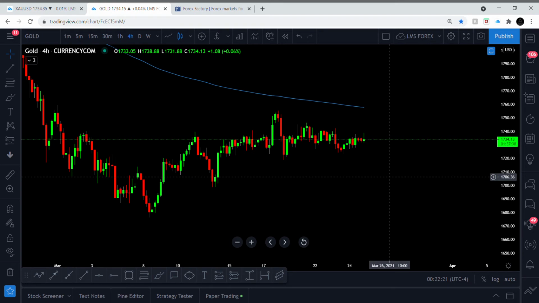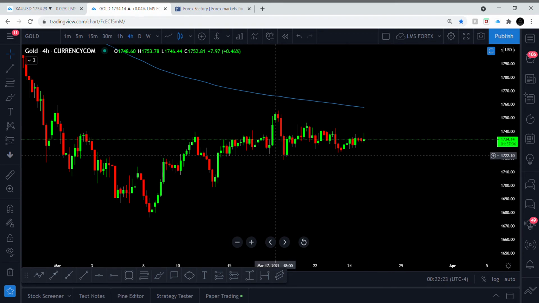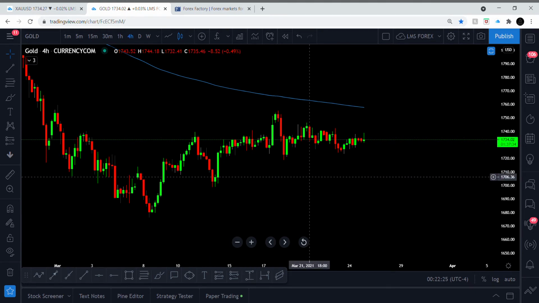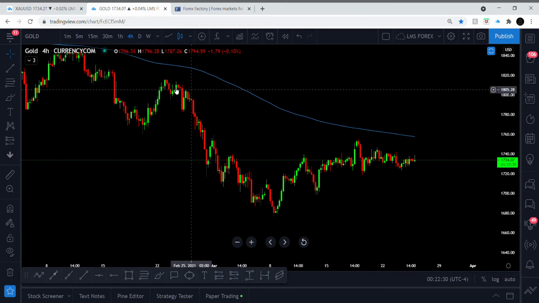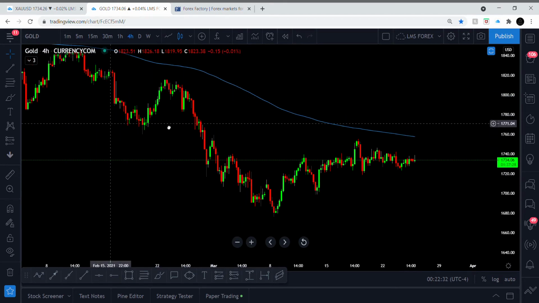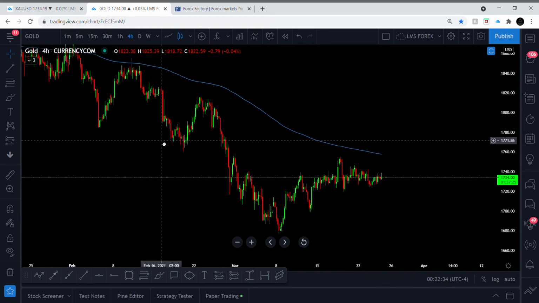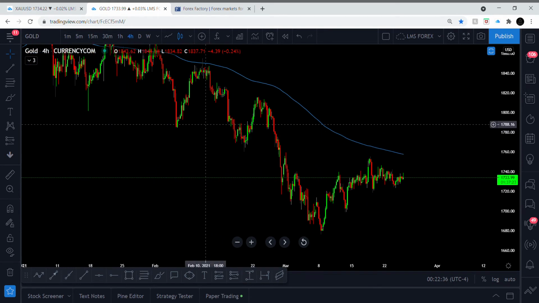So today in this video I want to show you how to draw your levels of support and resistance. And we're going to use my favorite instrument, which is gold, like this gold. So basically the first thing you have to do, I have a little note in here. The first thing that you have to do is to identify what type of trader you are.